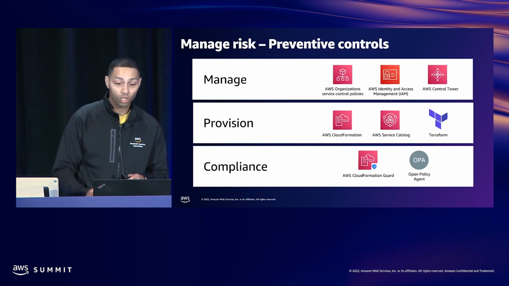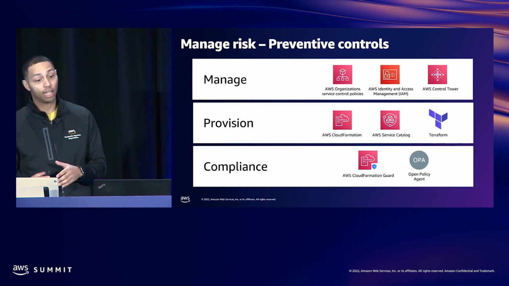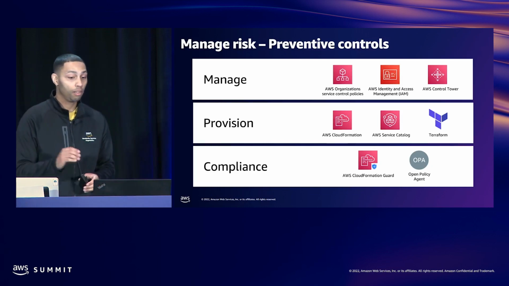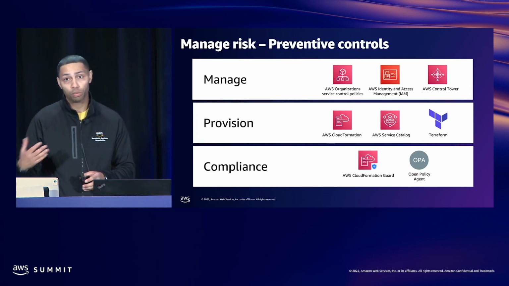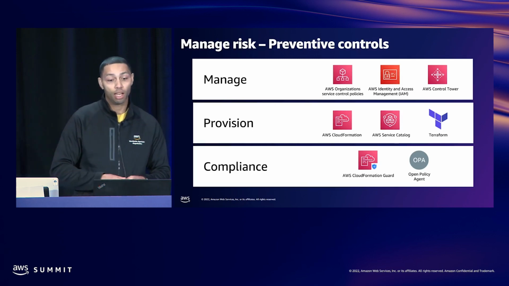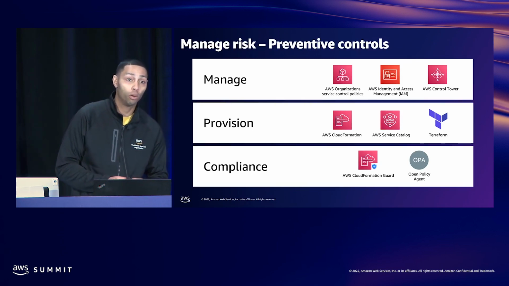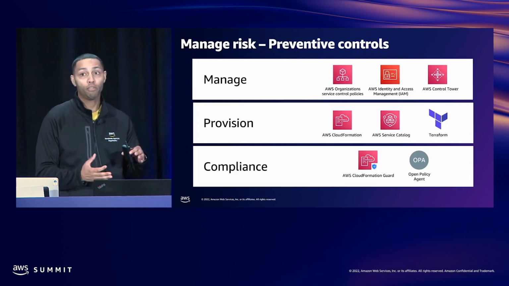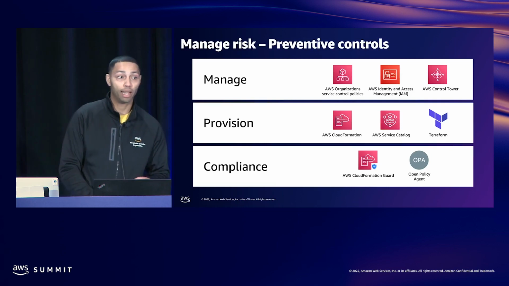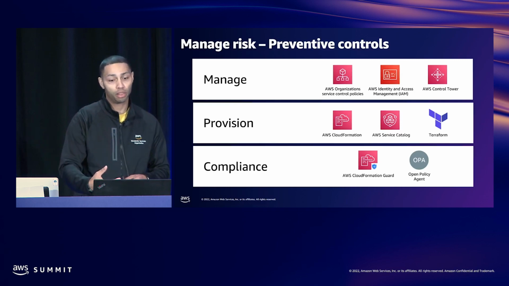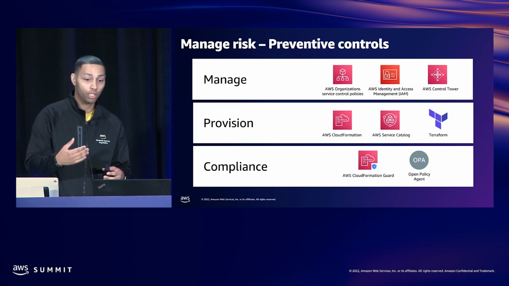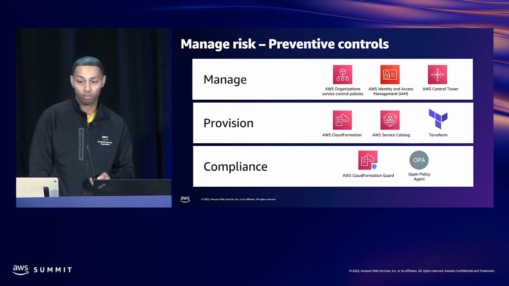At the bottom, where we have compliance, you'll see AWS CloudFormation Guard and Open Policy Agent. We also call that OPA. Those are ways that we can write custom rules. OPA will help us write some custom rules, and CloudFormation Guard will allow us to put measures in place for infrastructure to not be provisioned in a way that we don't want. If there are certain things that you want to allow or disallow via infrastructure as code, that's where CloudFormation Guard is going to be very helpful.